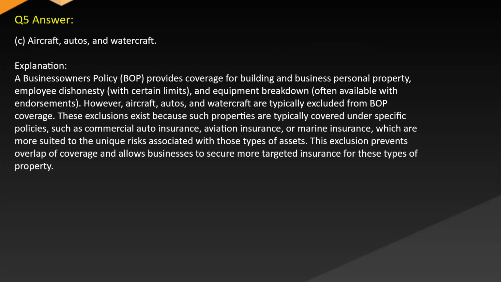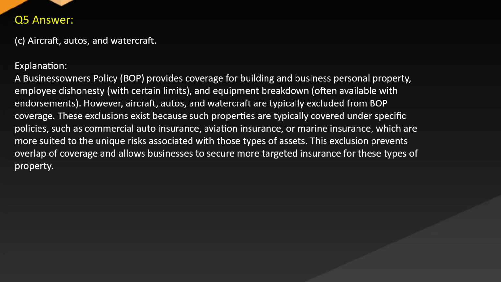Answer C. Aircraft, autos and watercraft. Explanation: a business owner's policy (BOP) provides coverage for building and business personal property, employee dishonesty with certain limits, and equipment breakdown, often available with endorsements. However, aircraft, autos and watercraft are typically excluded from BOP coverage.